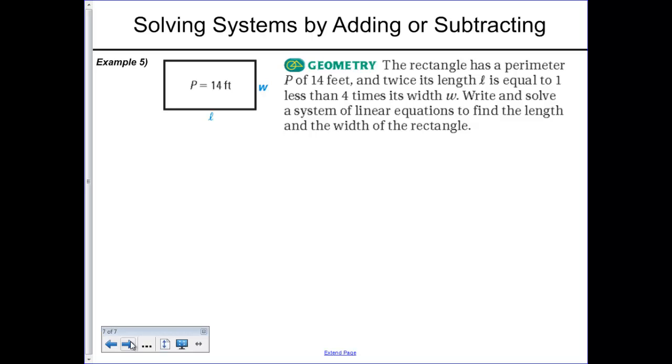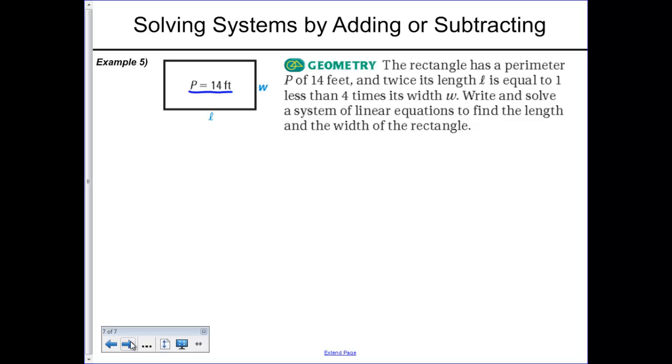Example 5, geometry problem. This looks like a perimeter question. It says the rectangle has a perimeter of 14 feet. Well, they told that to us right here in the middle. Perimeter equals 14. And twice its length is equal to 1 less than 4 times its width.